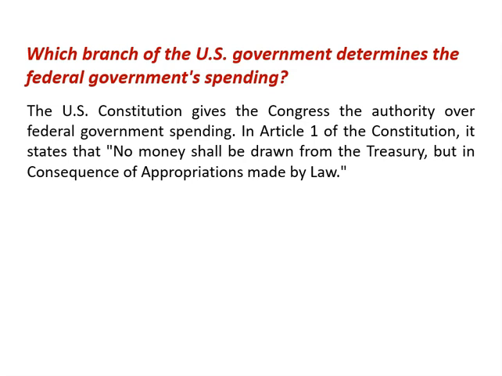Which branch of the U.S. government determines the federal government's spending? The U.S. Constitution gives the Congress the authority over federal government spending. In Article 1 of the Constitution, it states that no money shall be drawn from the Treasury, but in consequence of appropriations made by law.